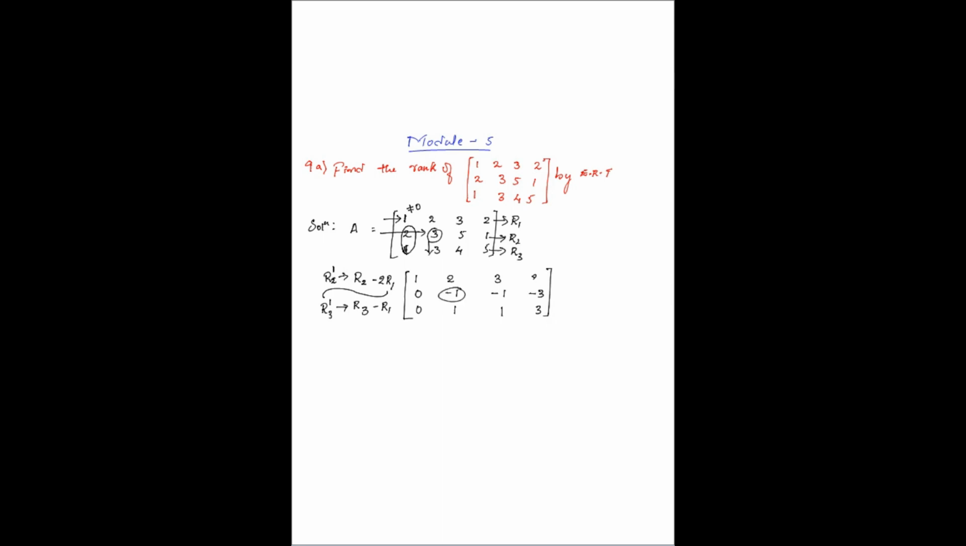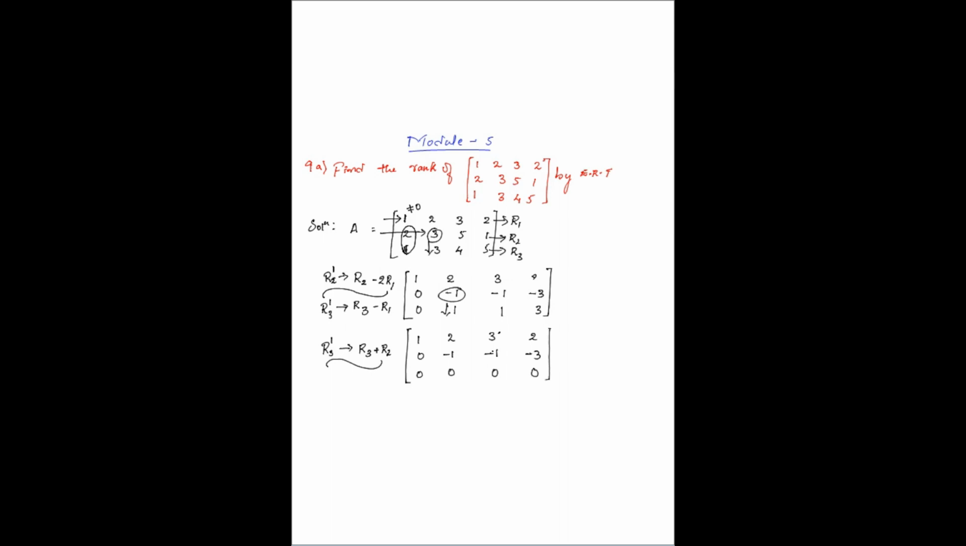Now this value is non-zero, I will keep it as it is. The value below it should be 0. To make that 0, I make a change in R3: R3 dash changes to R3 plus R2, since we have opposite signs. I am keeping R1 and R2 as they are. So 0 plus 0 is 0, 1 minus 1 is 0, 1 minus 1 is 0, 3 minus 3 is 0.